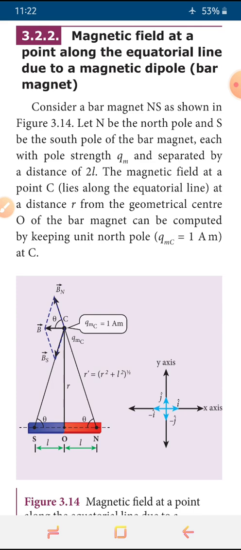In the last class, we discussed the magnetic field at a point along the axial line due to a magnetic dipole. What is the meaning of dipole? Dipole is nothing but double pole, two poles. So in a magnet, what are the two poles?